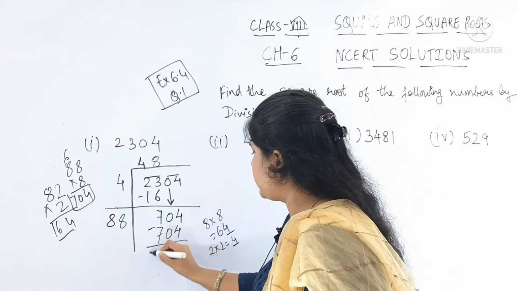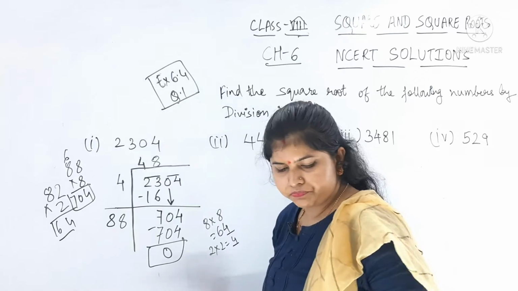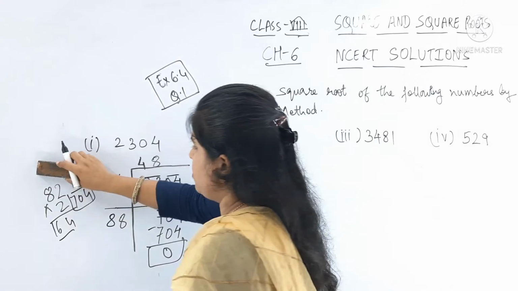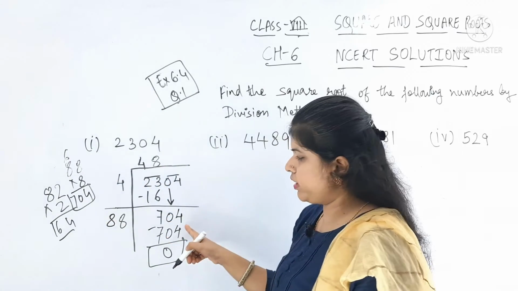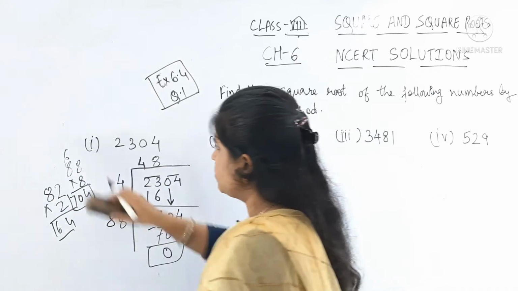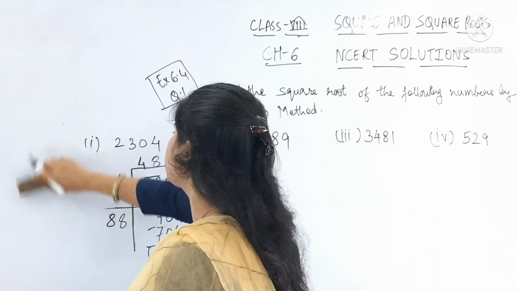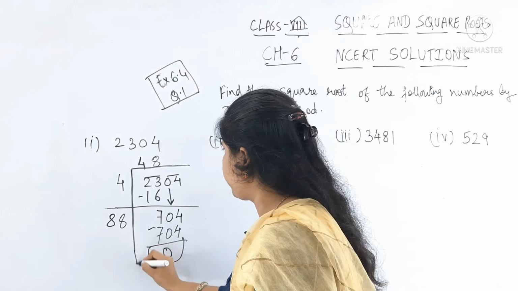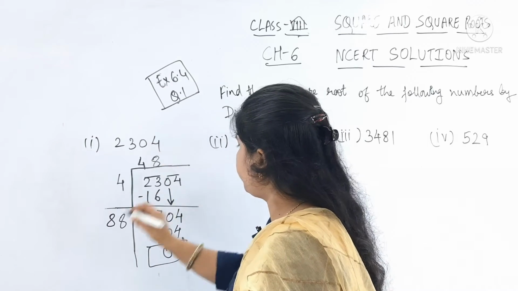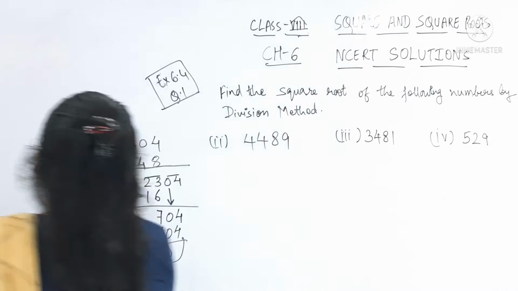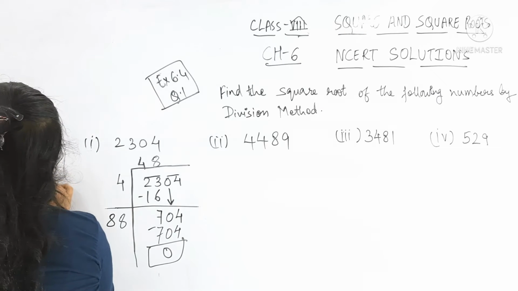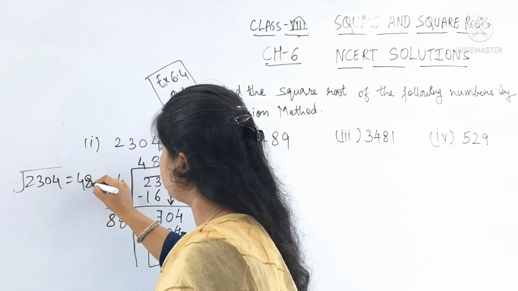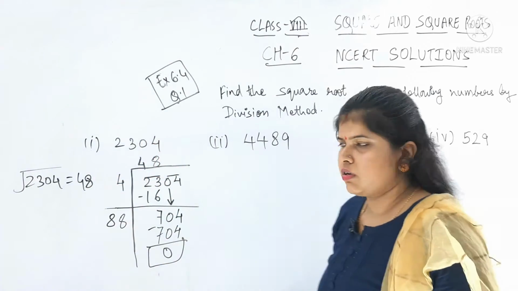So here I am getting 0. So what is your answer here? Like this you have to calculate by seeing the unit digit. You should remember the squares of 1 to 10, at least 1 to 10. So here in the quotient I am writing, under root 2304 is equal to 48. Like this you have to calculate.